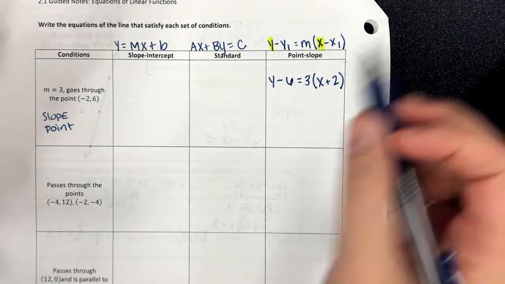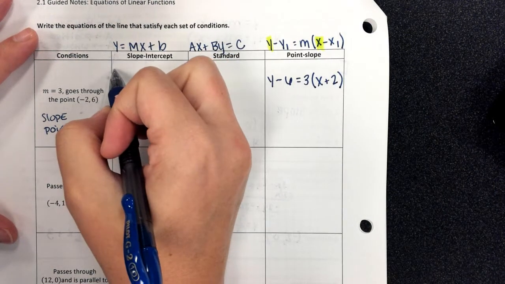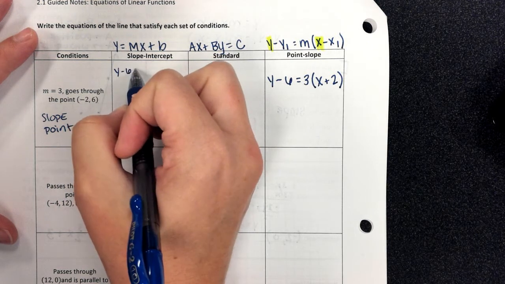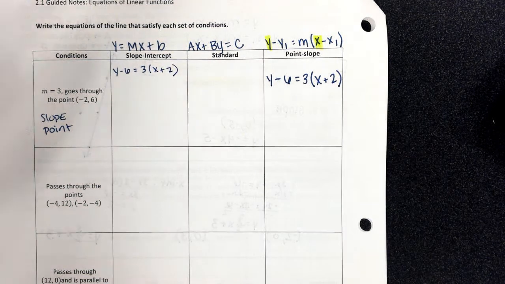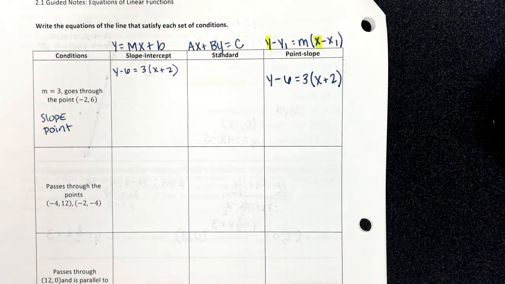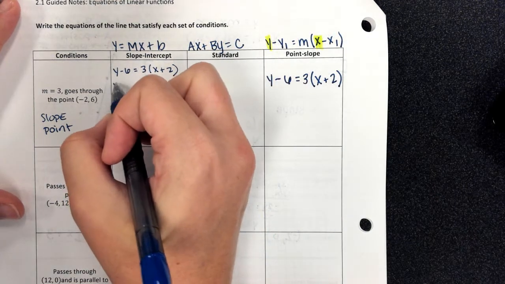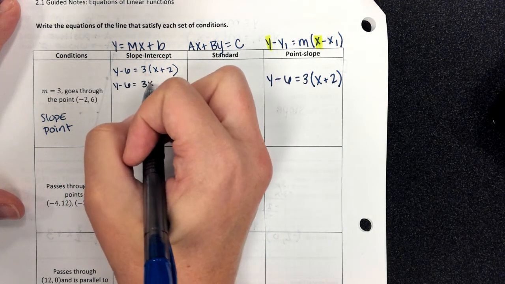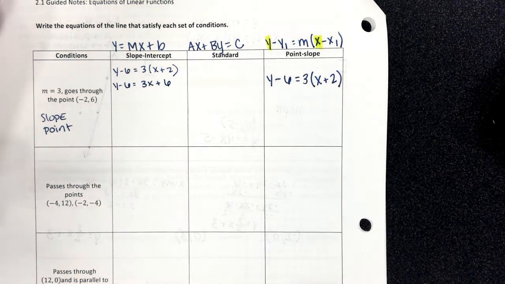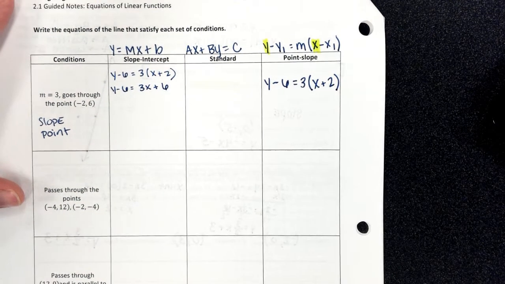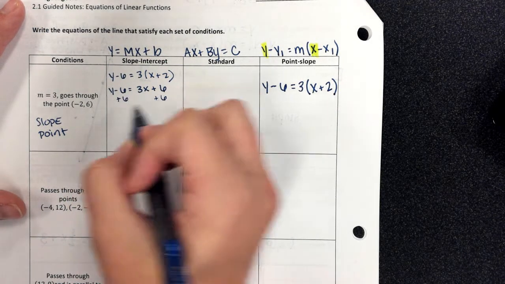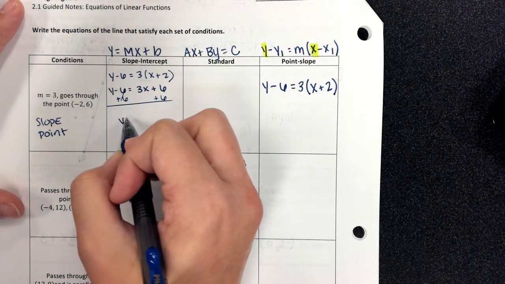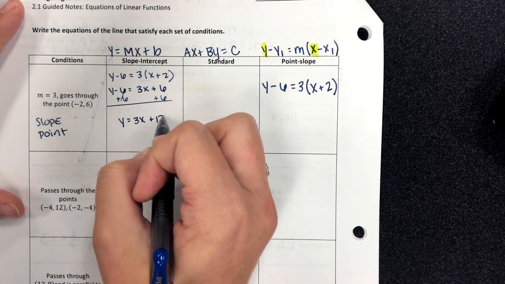So, I'm going to rewrite it over here. I'm going to go slope-intercept. Y minus 6 equals 3, x plus 2. So slope-intercept's getting y by itself. So all we're doing is solving for y. So y minus 6 equals 3x plus 6. All I did is distribute. And now I'm going to get y by itself. So I'm going to add the 6 to both sides. So y equals 3x plus 12.